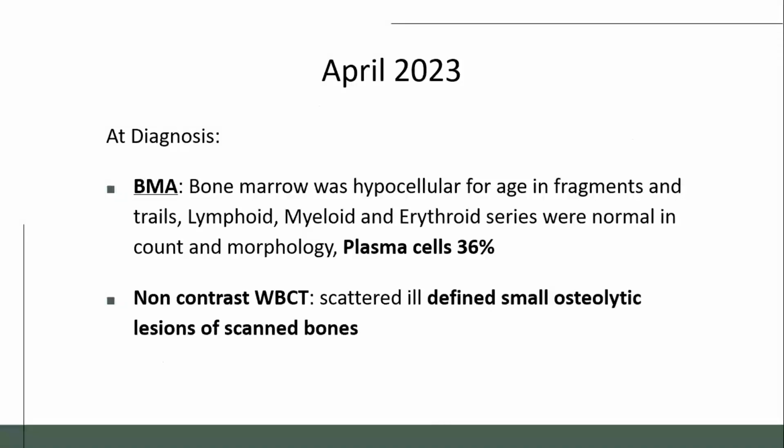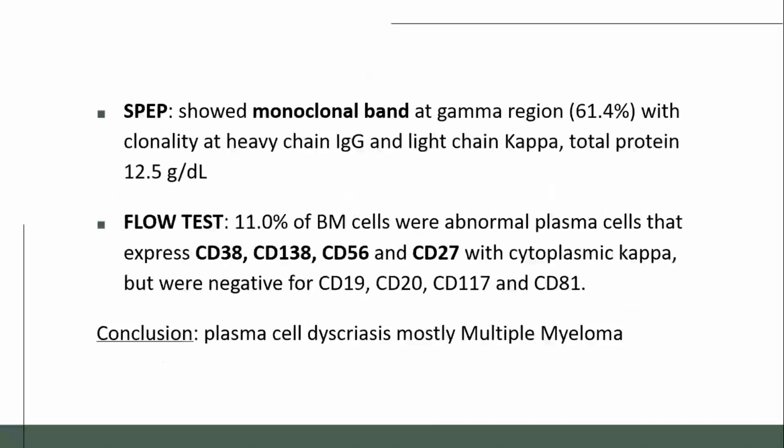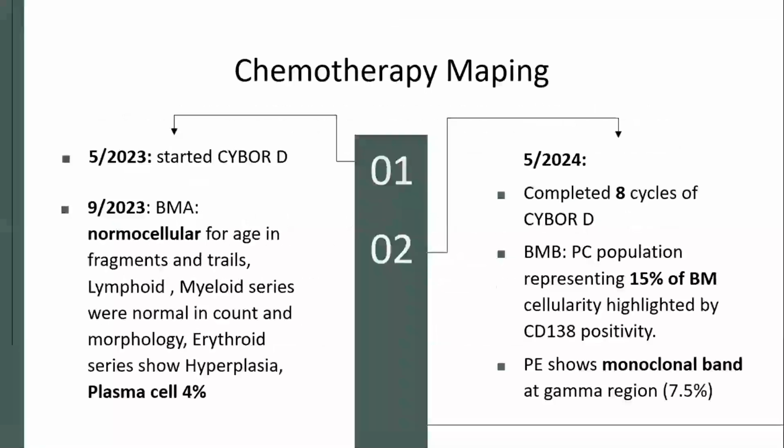At diagnosis, the bone marrow aspirate was hypocellular with plasma cell infiltrate about 36%, and the whole body CT showed scattered ill-defined small osteolytic lesions. The plasma protein electrophoresis showed a monoclonal band at the gamma region, with plasma cells expressing CD38, CD138, and CD56, with negativity for CD19, CD20, and CD117, concluding a case of multiple myeloma. On that basis, the patient started her chemotherapy in May 2023 with cyclophosphamide, bortezomib, dexamethasone.